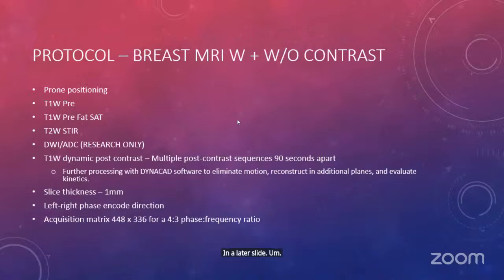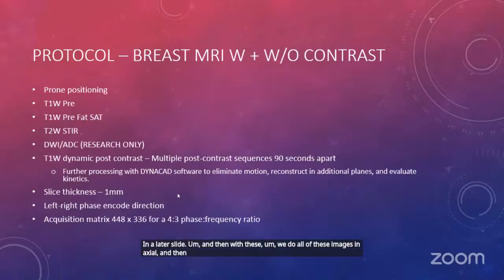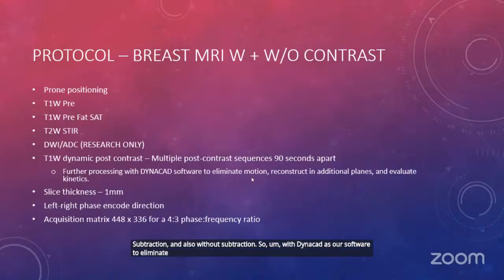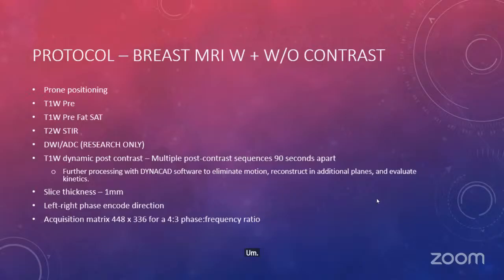We do all of these images in axial, and then we have specialized software to help us eliminate motion on the subtraction images. We look at all our post-contrast as a subtraction and also without subtraction. Dynacad is our software to eliminate motion between the post-contrast and the pre-contrast images so that the subtraction is more accurate. It helps us reconstruct in additional planes, and also it's how we look at kinetics.